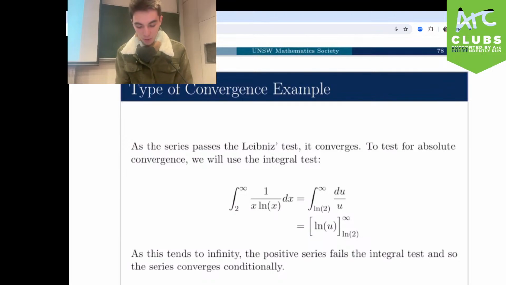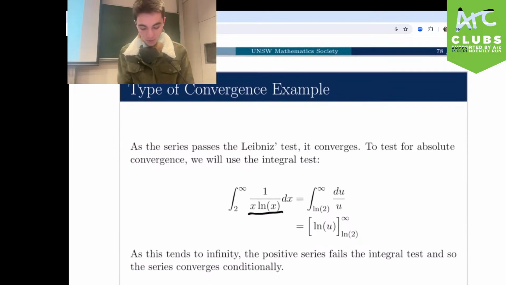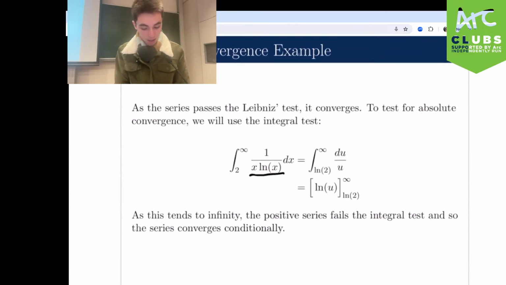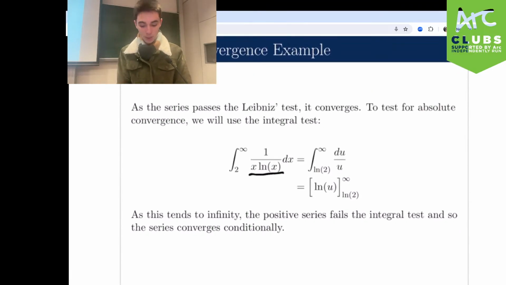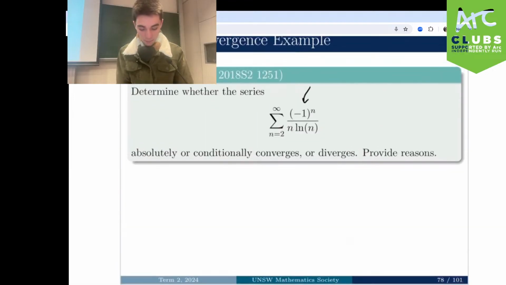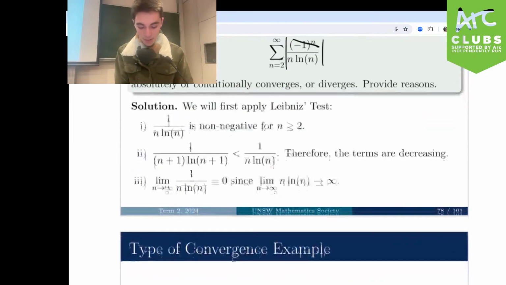To evaluate whether this new series converges or diverges, we're going to apply the integral test. Remember, it meets our criteria because this function is decreasing, continuous, and strictly positive. When we apply this integral test, we see that the integral actually diverges, so our absolute series will also diverge. That means that our original series converges only conditionally and not absolutely. And that's the answer to our question.